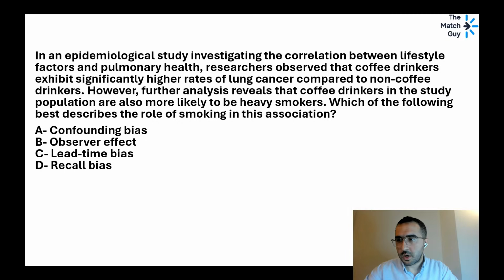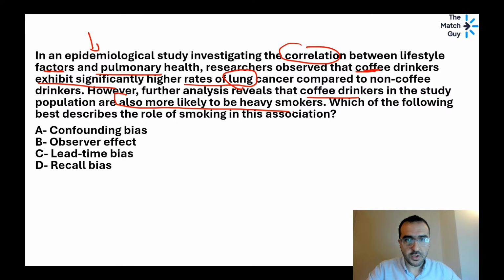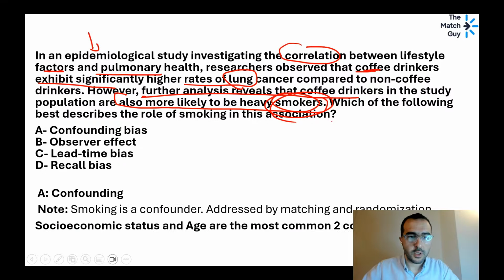Okay, let's go to this example. As you see here, we have an epidemiological study investigating the correlation between lifestyle factors and pulmonary health, and the researcher observed that coffee drinking exhibits a significantly higher rate of lung cancer. So as you mentioned, coffee doesn't make sense, but let's see. Further analysis reveals that coffee drinkers in the study are more likely to be heavy smokers. So the smoker here is a confounder, right? That's called confounding. So you address it by matching and randomization.